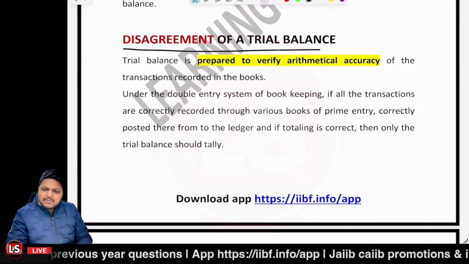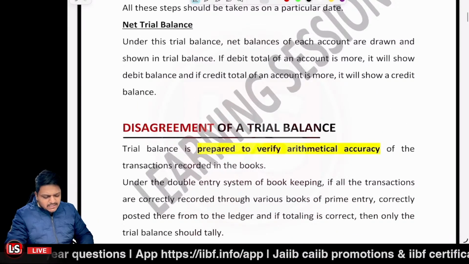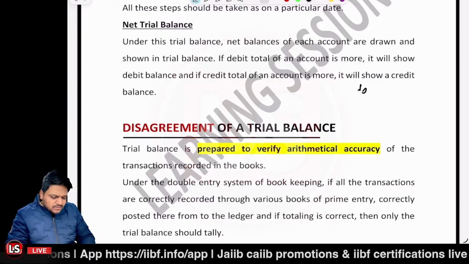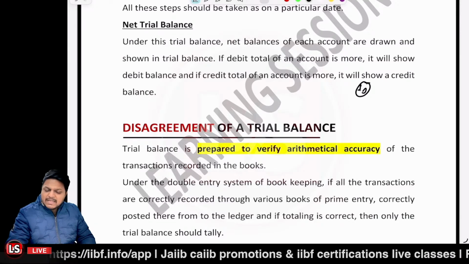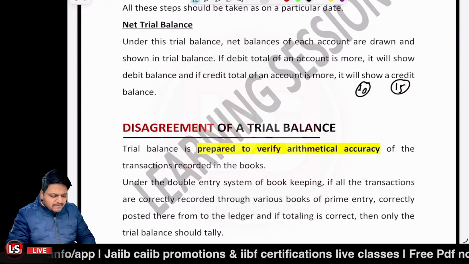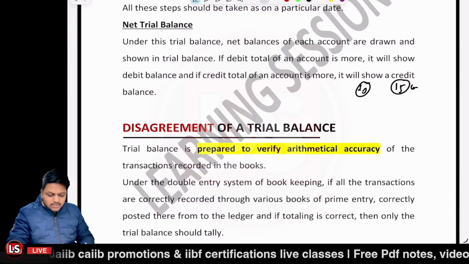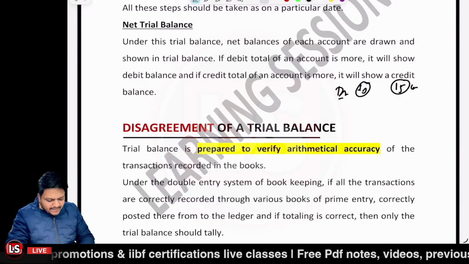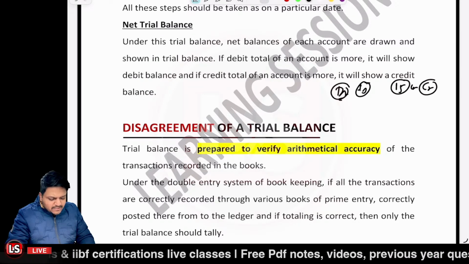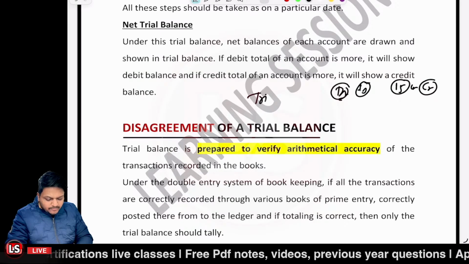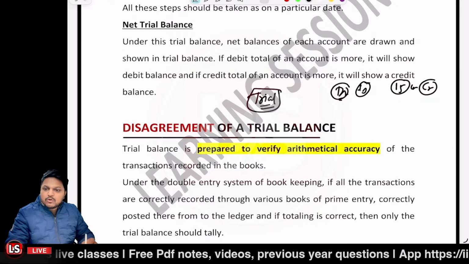And it could also be the case that there is disagreement of the trial balance. Now, what do you mean by disagreement of trial balance? Let's take the case we are having 10 accounts which have a debit balance, and 15 accounts which have a credit balance. This is related to the debit balance total, and this is related to the credit balance total in the trial balance sheet I'm talking about.